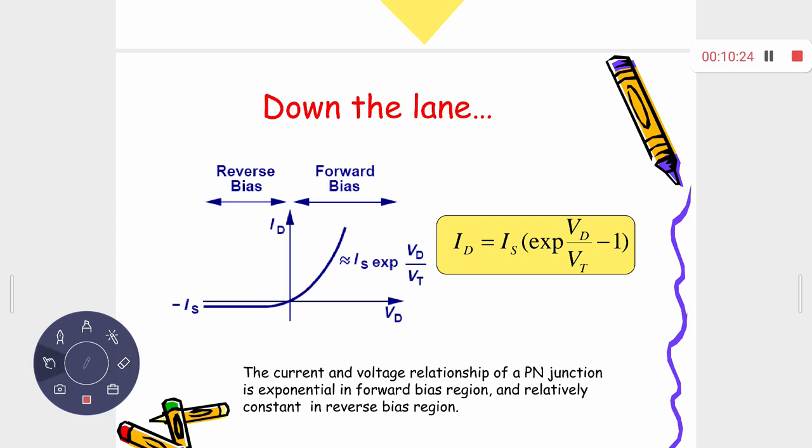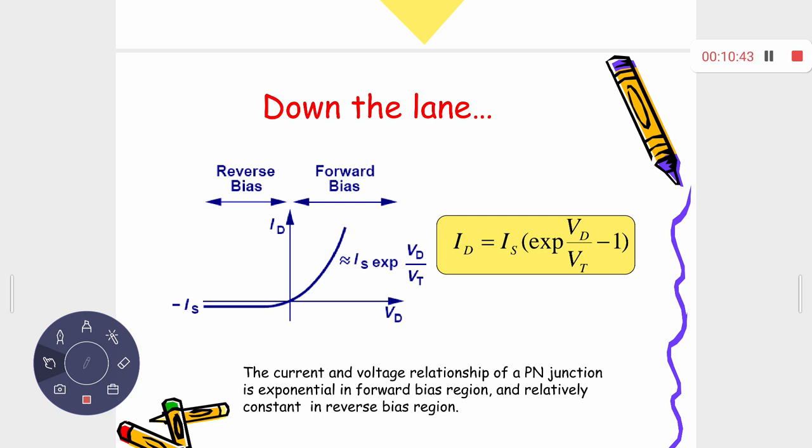Typically the forward current is in the range of a few milliamperes for a normal diode. I am not talking about the power diode. For a normal diode it is in the range of a few milliamperes, whereas this IS, the reverse saturation current, is in the range of a few microamperes or even less.